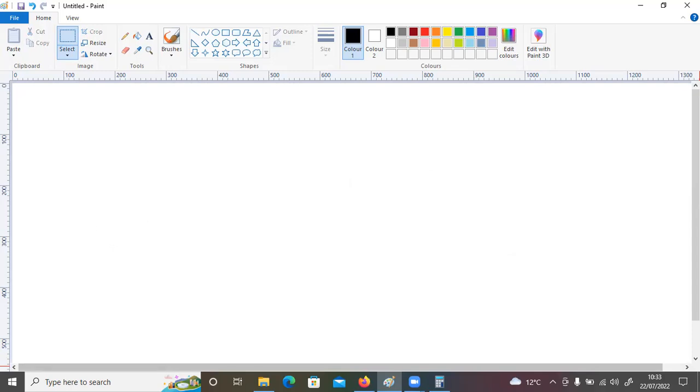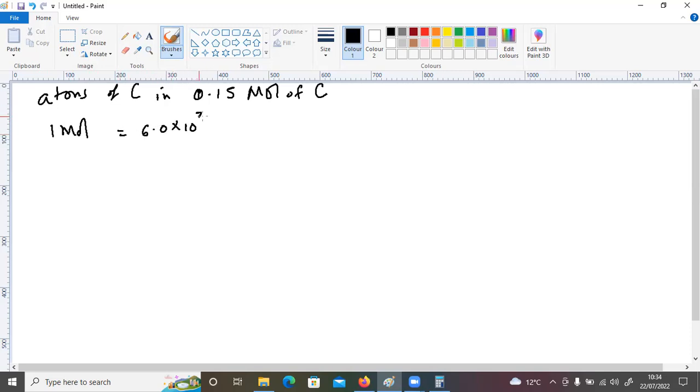How many atoms of carbon are in 0.15 mole of carbon? Okay, so I come here and say that 1 mole of carbon, I know it must have 6.0 times 10 to the power 23 atoms of carbon. So if I'm dealing with 0.15 mole of carbon, how many atoms must they have?